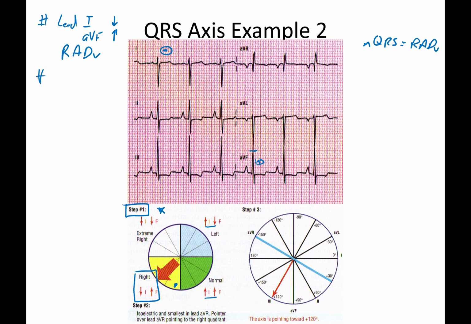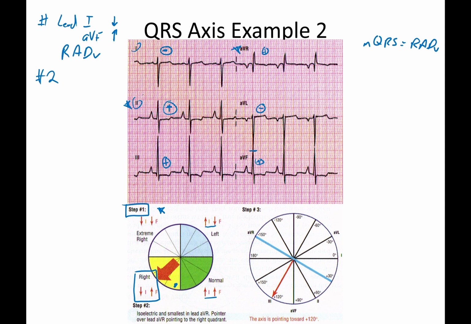Number 2. What's step 2? Well, we're going to look for the isoelectric. So which one of these is isoelectric? Well, lead 1 is extremely negative. Lead 2 is pretty well balanced, so he's a little more positive than he is negative, but we'll keep an eye on him. Lead 3 is very positive. Lead AVR, also positive, but pretty well balanced, so we'll put a star next to him. And then AVR is very negative, and AVF is quite positive.